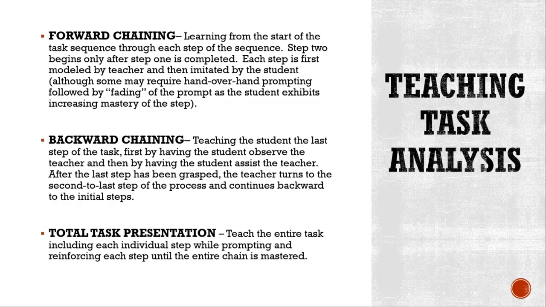So with forward chaining, you're teaching step 1, then you're teaching step 2, and then you're pairing step 1, step 2, and then moving on to step 3 in that manner. Backward chaining is just the opposite. You're teaching the student the last step of the task first, by having them observe the teacher, and then by having the student assist the teacher. After they have grasped that last step, the teacher turns to the second to the last step of the process and continues backwards to the initial steps.